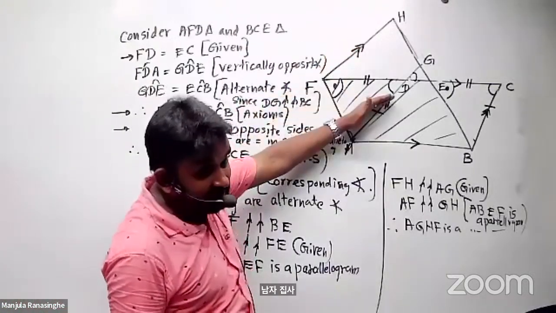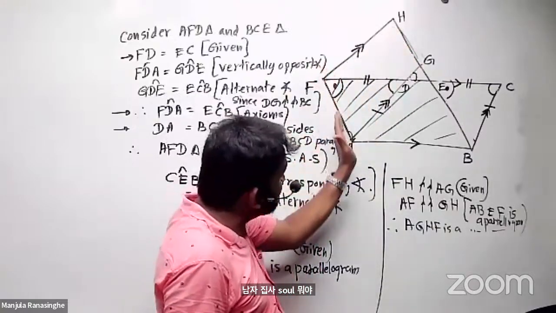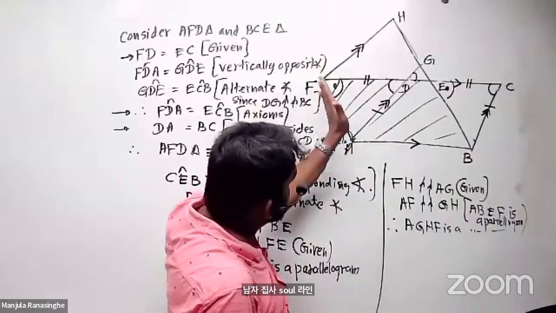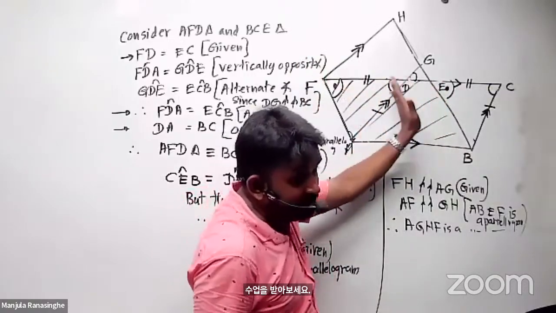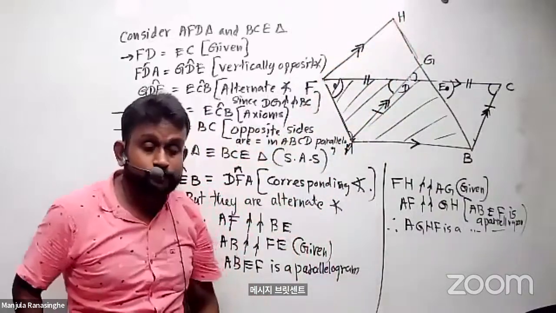How did that happen? These two are parallel, given. Right. These two are parallel. Why? Now we proved this is a parallelogram. Then these two opposite sides of it are parallel. That is continuing here. Then that is also parallel.